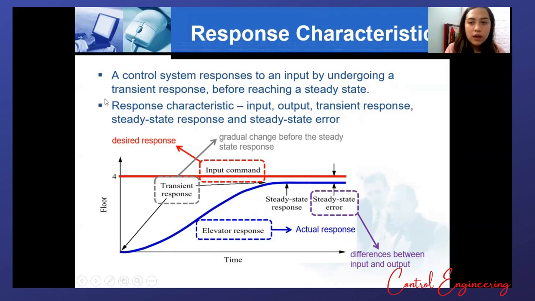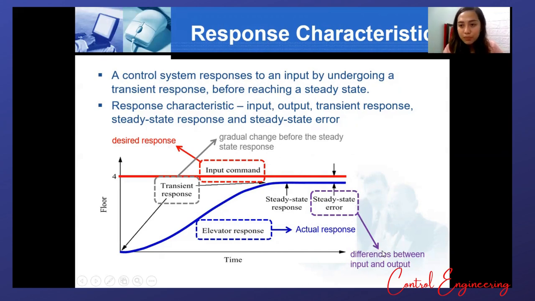So, this is the floor sa Y axis and time natin, ito yung sa X axis. Then, as you can see here, itong blue line na to, parang ito yung steady state response. And dito naman yung actual response. So, ditong part na to, ito yung desired response, itong nasa red one. Okay? This is the desired response. But, ito naman sa blue, dito sa part na to, sa gap na yan, ito yung tinatawag nating steady state error.